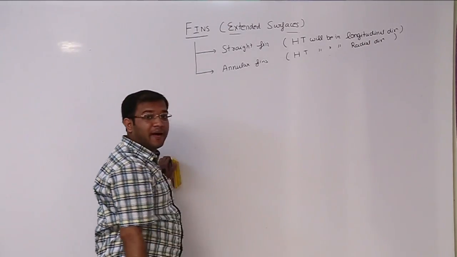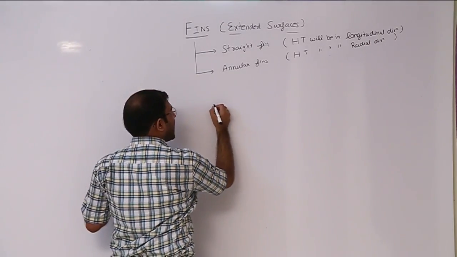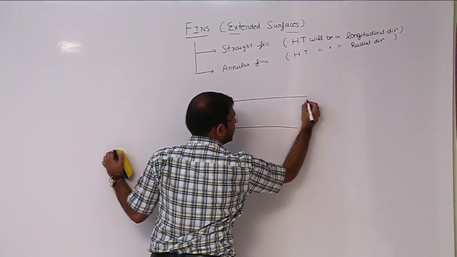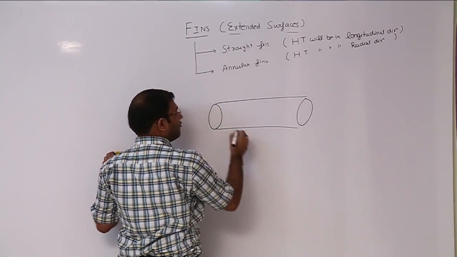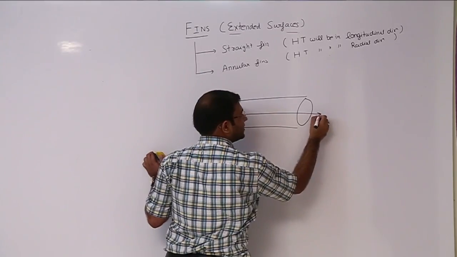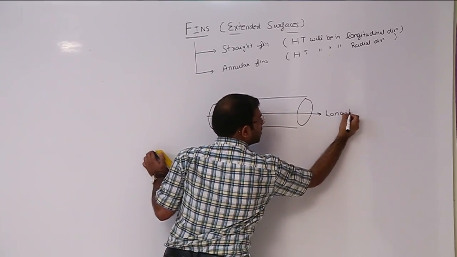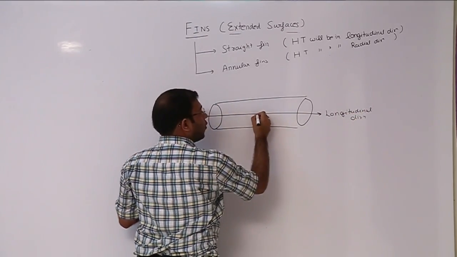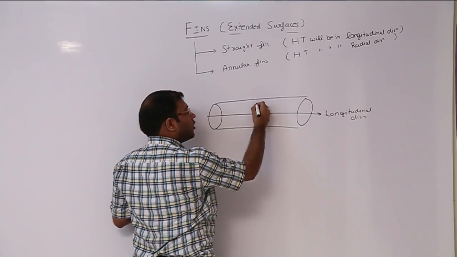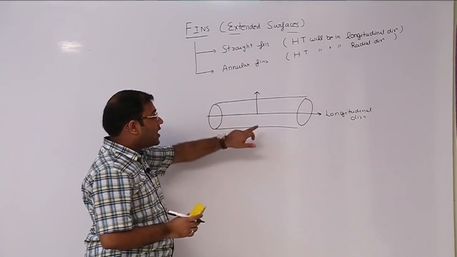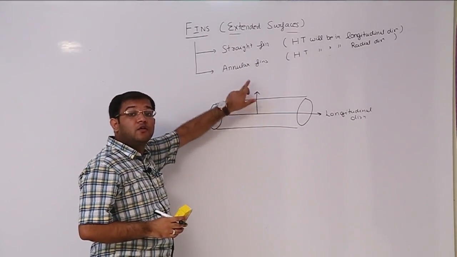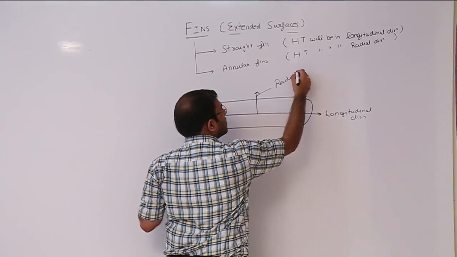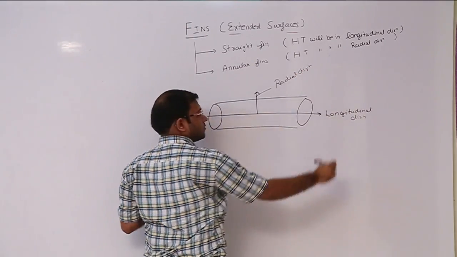What do we mean by longitudinal direction and radial direction? Let our fin be of cylindrical form. When heat is transferring like this, this is our longitudinal direction, and when the heat transfer takes place from center to periphery, then this is known as our radial direction.